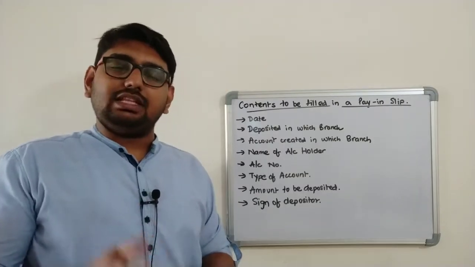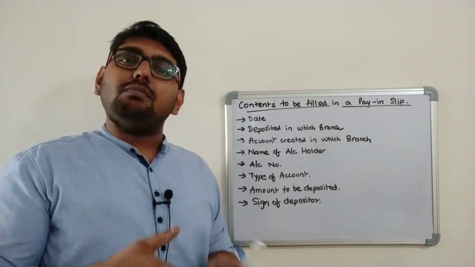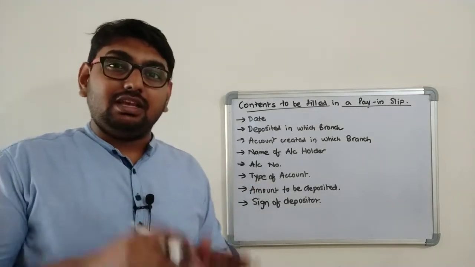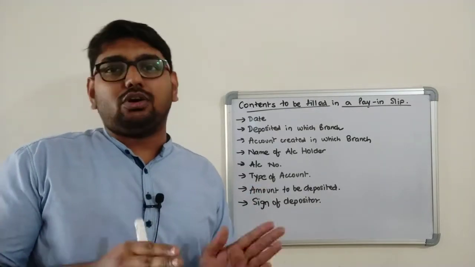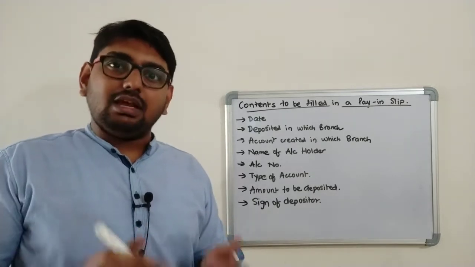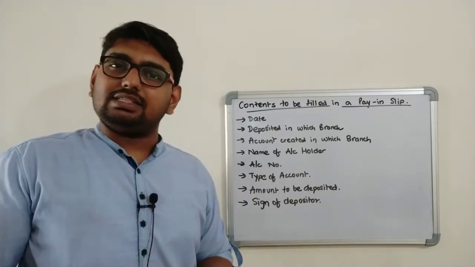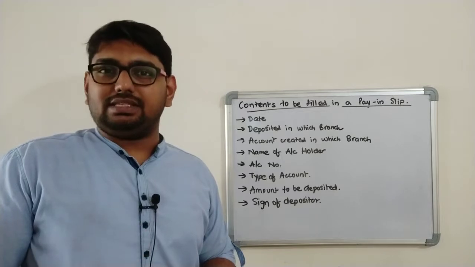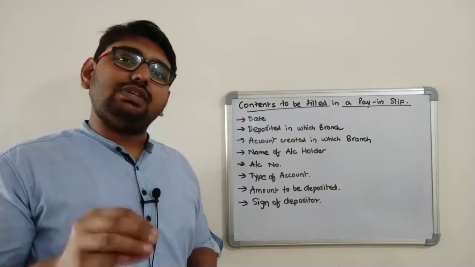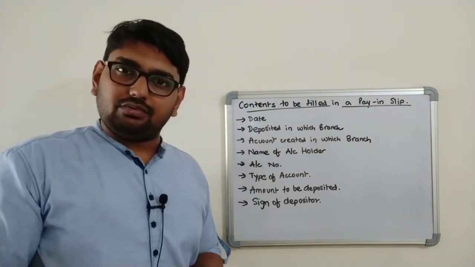As I told you, you can deposit money into your bank account either through cash or through check. So whenever you make the pay-in slip, these are the common contents which you have to fill in, whether you are depositing money through cash or through check. Now there would be additional contents which you are supposed to fill in, but I will come to that part a bit later. Now let us see what are the contents that you are supposed to fill in a pay-in slip. The first thing that you are supposed to write is the date. Obviously, you are supposed to write the date on which you are depositing the money into the bank account.